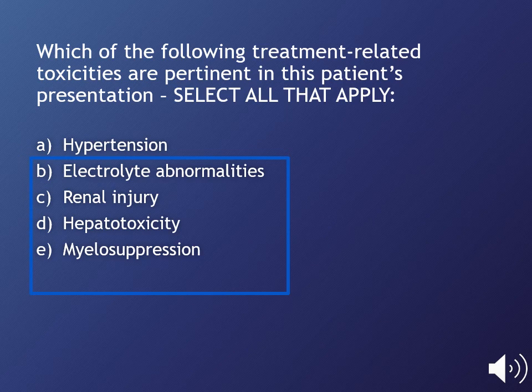So the patient has evidence of electrolyte abnormalities. His potassium and magnesium are low. His serum creatinine is also elevated, so he has evidence of renal injury. His LFTs and bilirubin are also elevated. And then the patient also exhibits anemia, thrombocytopenia, and neutropenia.